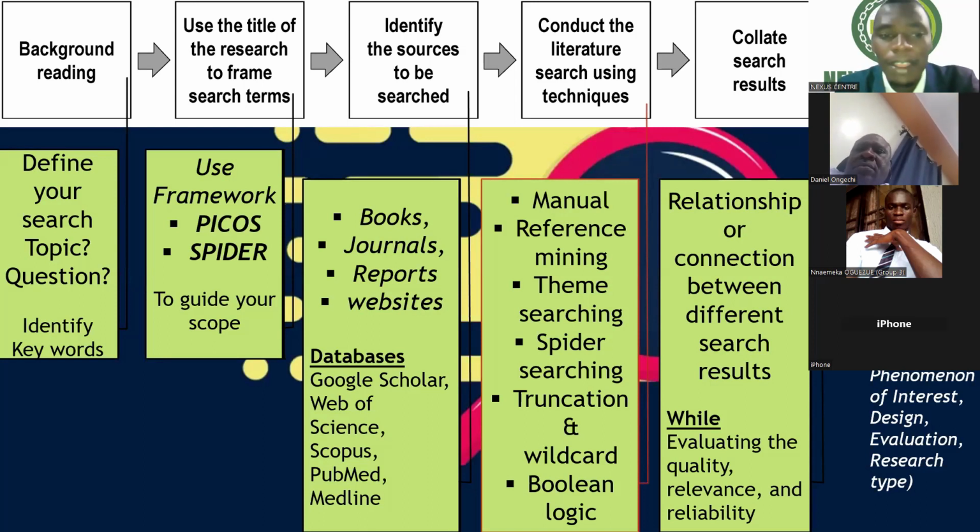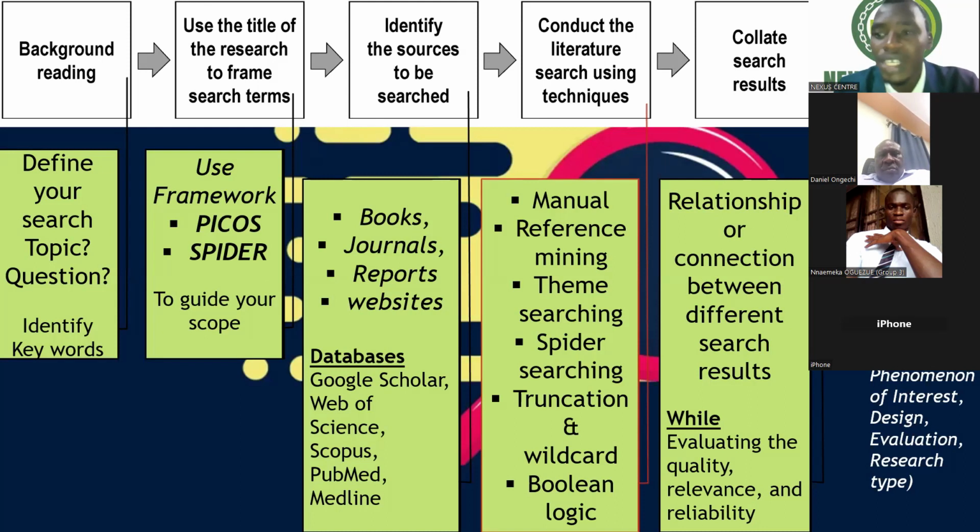So that is how you derive it when you're using the PICOS. It has given you the keywords: under population, women or female; under intervention, antibiotic practices or antibiotic use; under comparator, none; under outcome, surgical site infection; and under S, the study design, I could be interested in case control or cross-sectional studies.